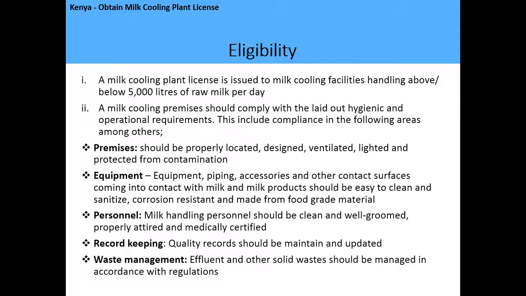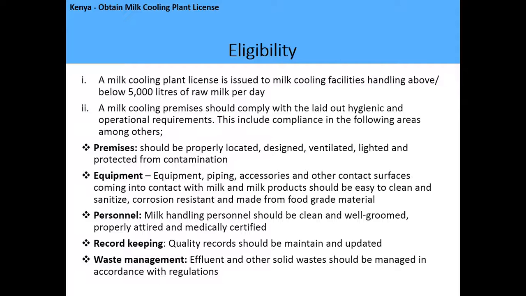The eligibility criteria is as follows. A milk cooling plant license is issued to milk cooling facilities handling above or below 5,000 liters of raw milk per day. A milk cooling premises should comply with the laid out hygienic and operation requirements. These include compliance in the following areas, among others. The premises should be properly located, designed, ventilated, lighted, and protected from contamination.